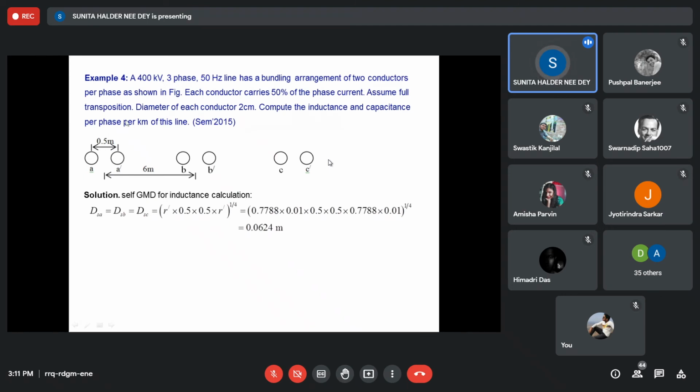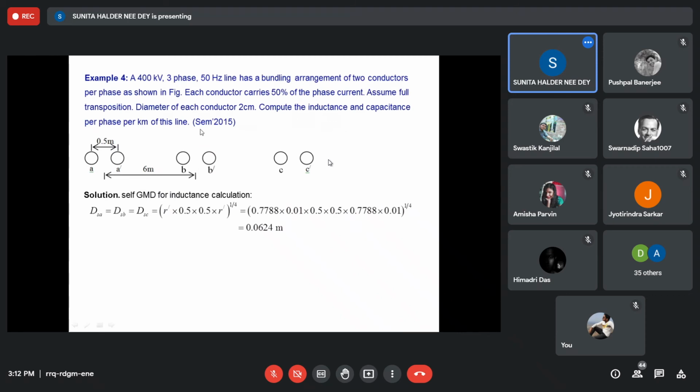Assume full transposition. You must remember that we can apply the GMD GMR formula only if there is full transposition in a three-phase transmission line. So if it is not mentioned, you must write assuming full transposition. The diameter of each conductor is given, but we need the radius, so if the diameter is given, you must convert it into radius. Then compute the inductance and capacitance per phase per kilometer. All the problems I have discussed have come in the semester examination. The problems are very similar to each other, so if you practice from any book, you can do it.